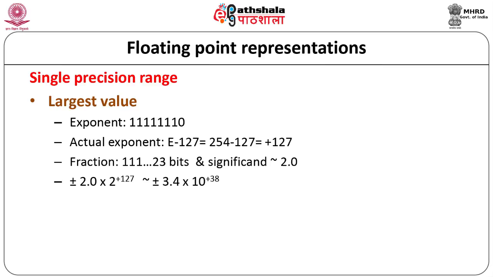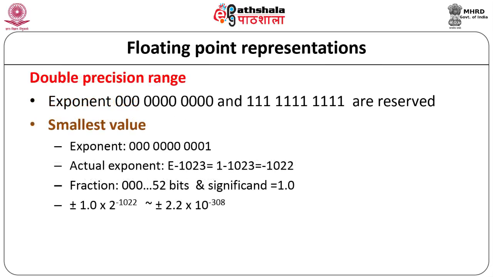In single precision, the largest value of exponent is shown here. The actual exponent for this number is around 127. The fractional part is represented as shown here in 23-bit format and the significand is around 2.0. Thus, it represents a floating point number plus minus 2.0 into 2 raised to plus 127, and you can have a decimal representation.